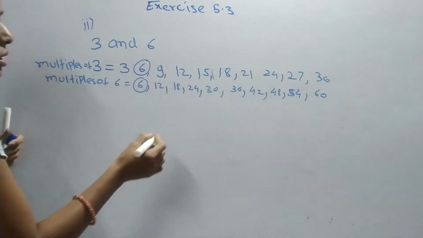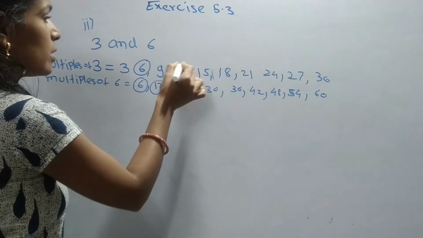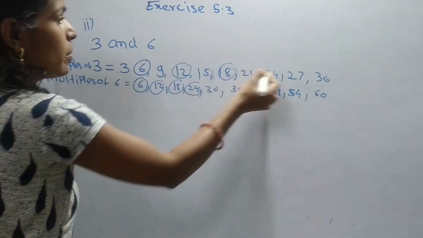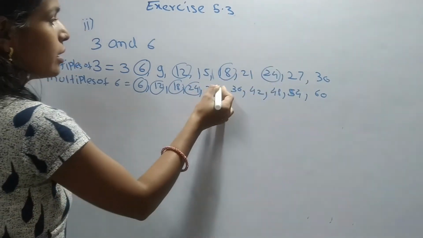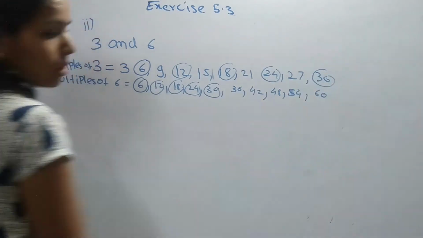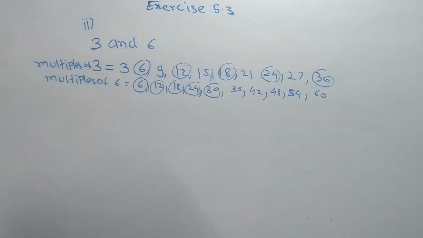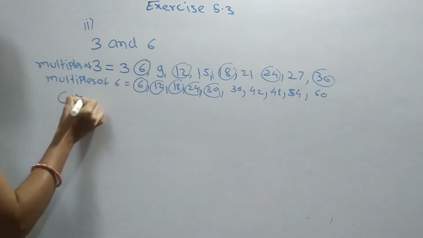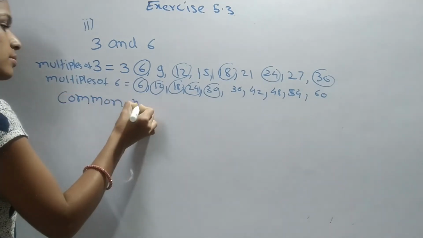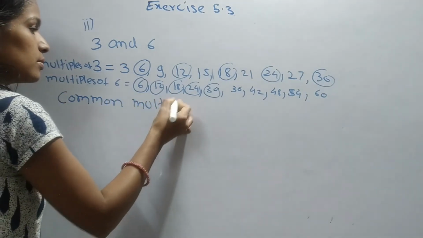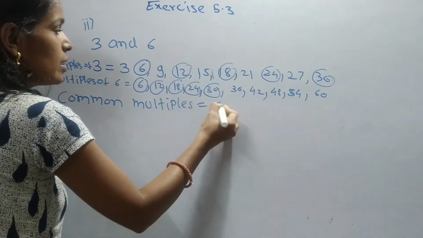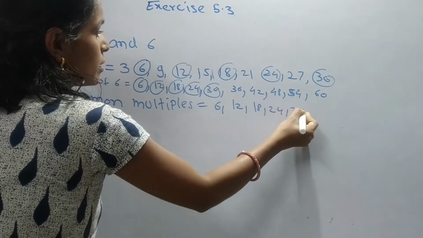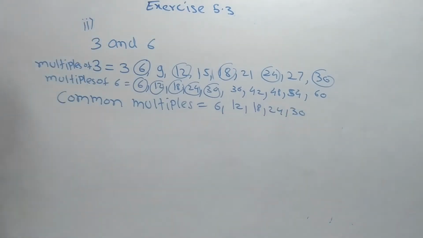First, 6 is a common multiple. Then the next, 12, is also common. 18 is also common. Then 24 is common, and after that, 30 is a common multiple. So let's write the common multiples of 3 and 6: 6, 12, 18, 24 and 30.